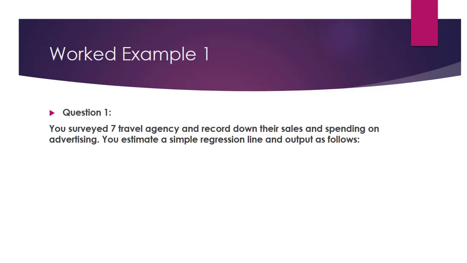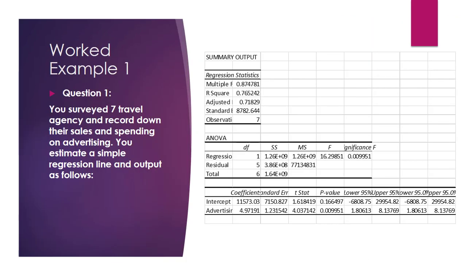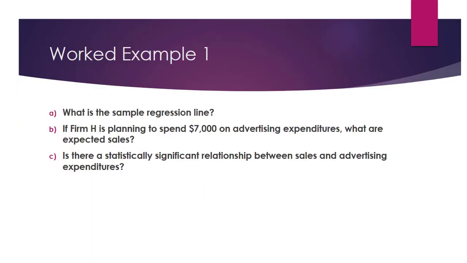The best way to learn regressions is through an example question. You survey 7 random managers and record the current advertising expenditures and sales. You estimate a simple regression line, and the output is as follows. This Excel output is easier for some of you, but is not as hard as it looks. We are going to break this down into little pieces as we work through this example. What is the sample regression line? If firm H is planning to spend $7,000 on advertising expenditures, what are expected sales? Is there a statistically significant relationship between sales and advertising expenditures?